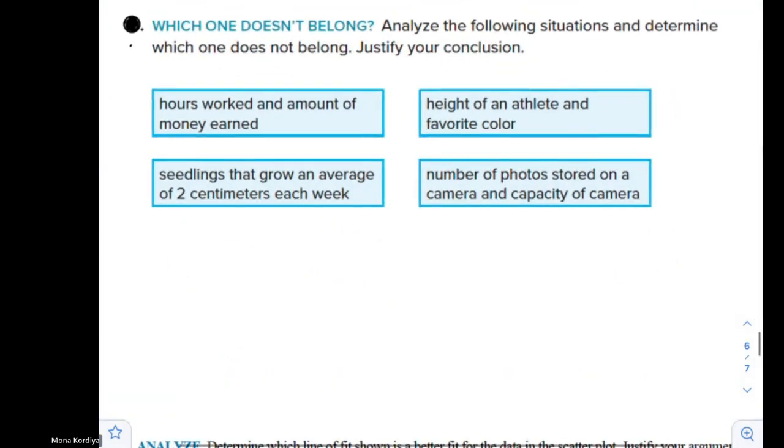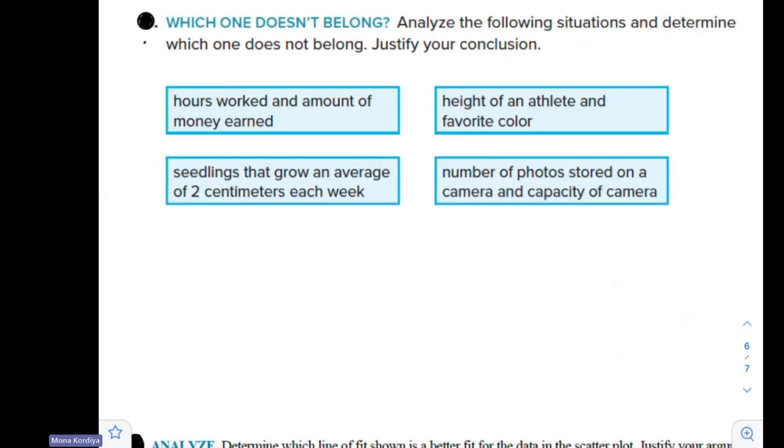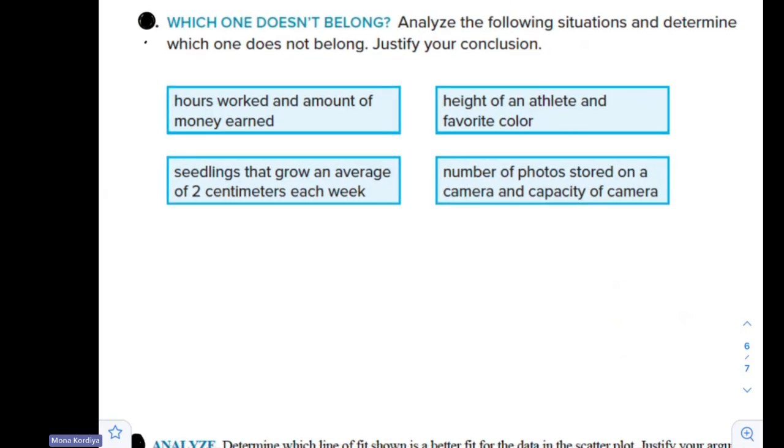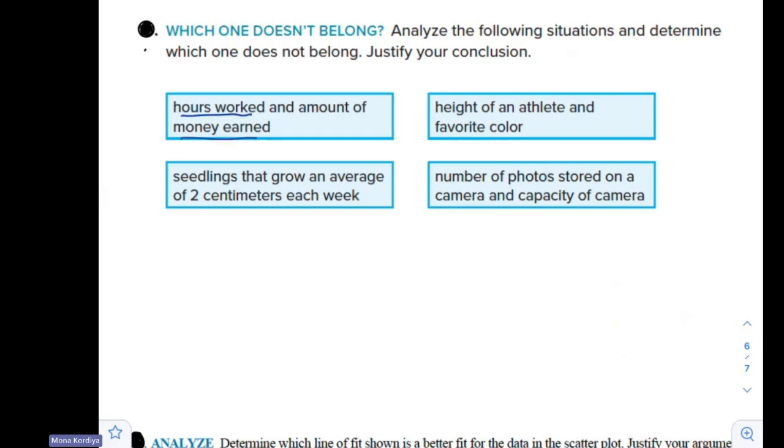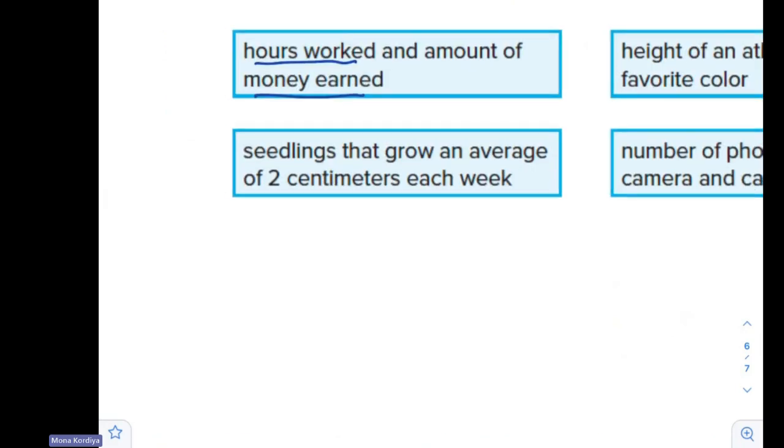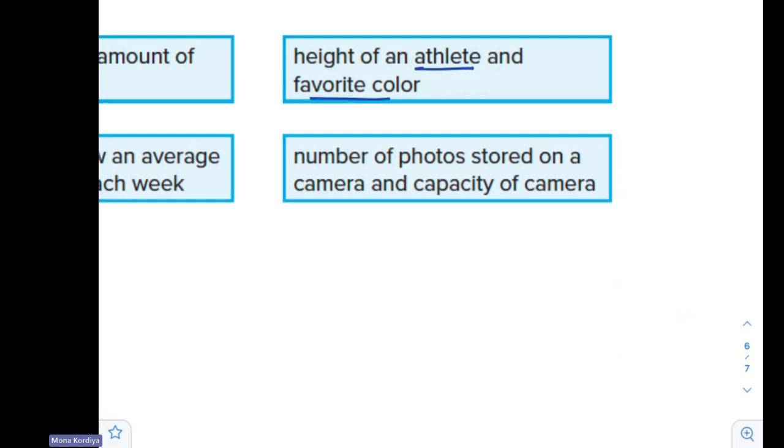And here we can check our understanding. Which one does not belong? Analyze the following situations and determine which one does not belong. Justify your conclusion. In every situation here, we are going to justify whether it's positive, negative, or no correlation, and we will see which one does not belong. Hours worked and amount of money earned. You know that when you work more, you will earn more money. So that means it has positive correlation, increasing with increasing. Height of an athlete and favorite color: no relation between them. So no correlation.